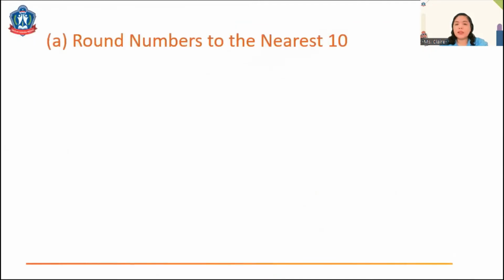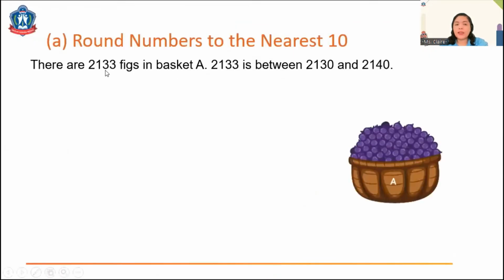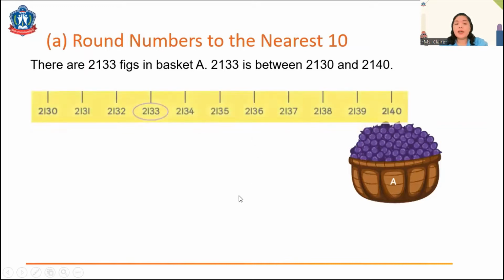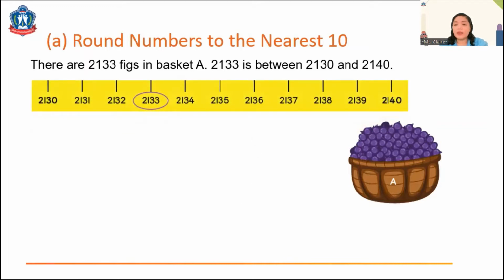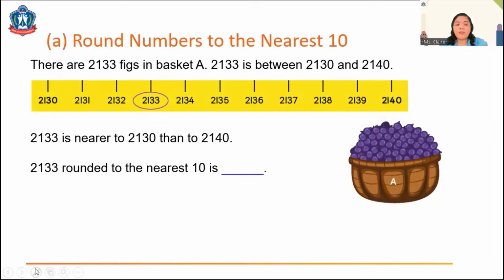Now let's round numbers to the nearest 10. There are 2,133 pigs in basket A. 2,133 is between 2,130 and 2,140. However, this number is nearer to 2,130 compared to 2,140. So 2,133 rounded to the nearest 10 is 2,130 because it's nearer to this number.